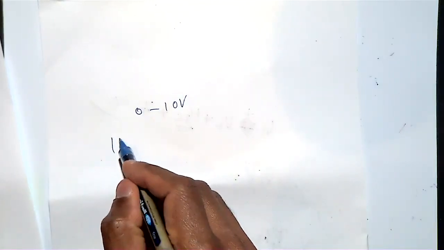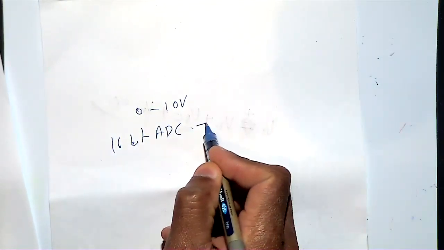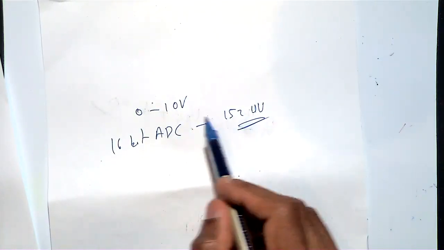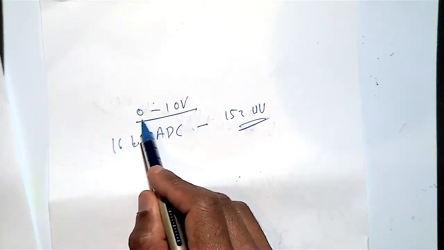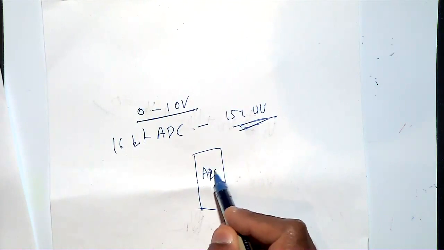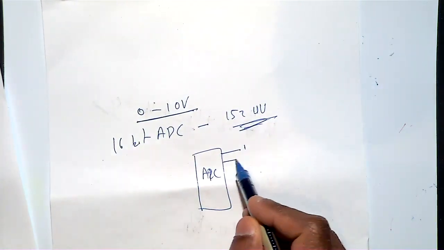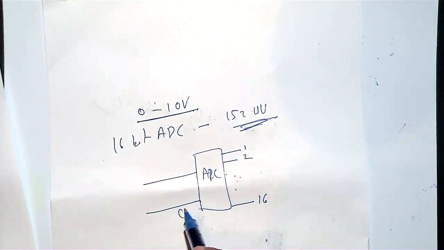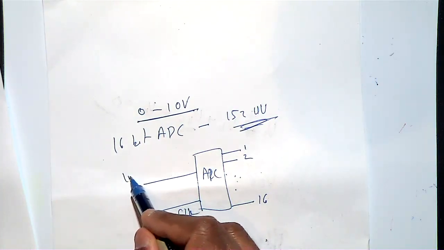When I am using 0 to 10 volt, that is a voltage range, and for 16-bit ADC you are going to get a resolution of 152 microvolt. When the voltage is different, if it is 0 to 5, then this will be much lower. In 0 to 5, say this is your range of interest, then your resolution is 152. So you got an ADC. This is the first pin, and then second pin, and so on. This is the 16th pin, and then this is your analog, this is your clock. So here your input.